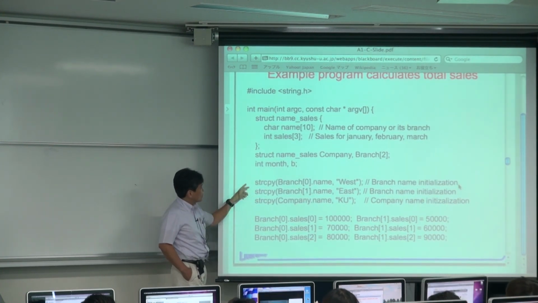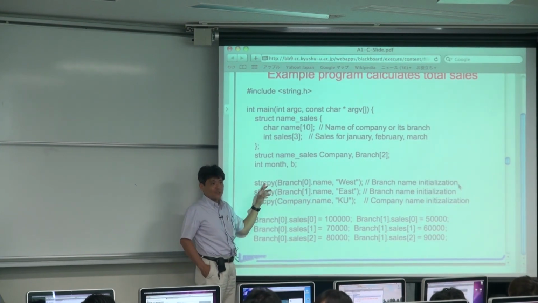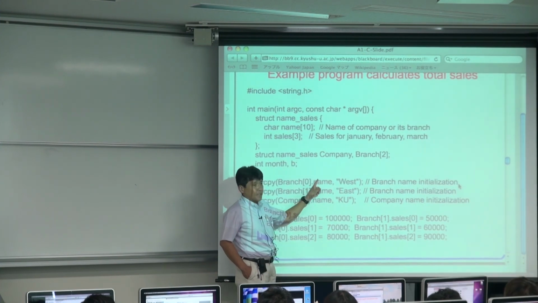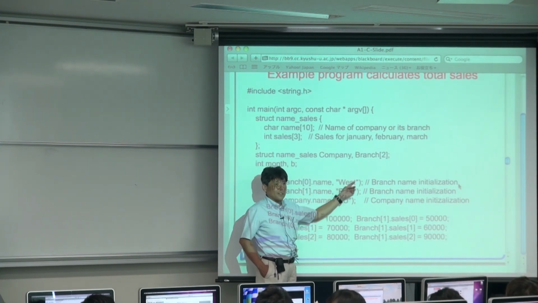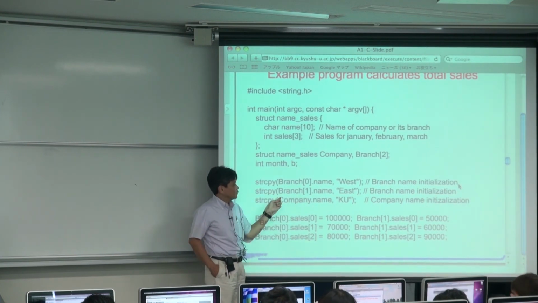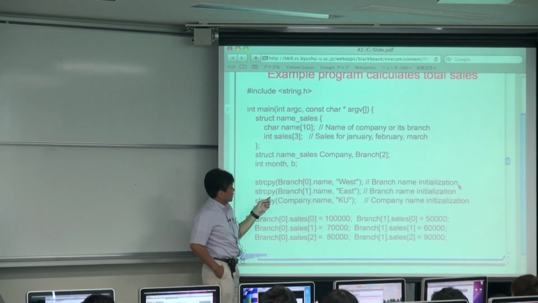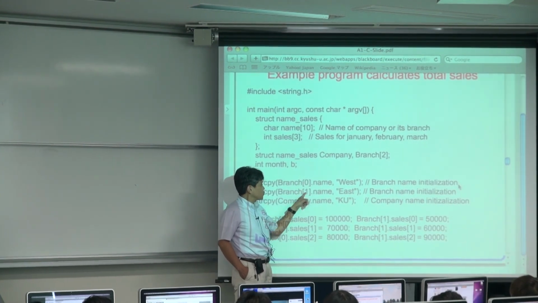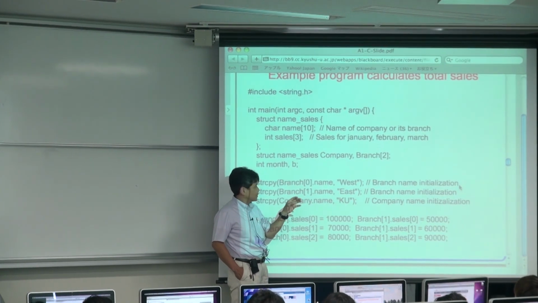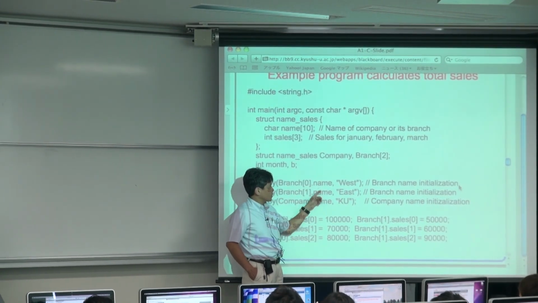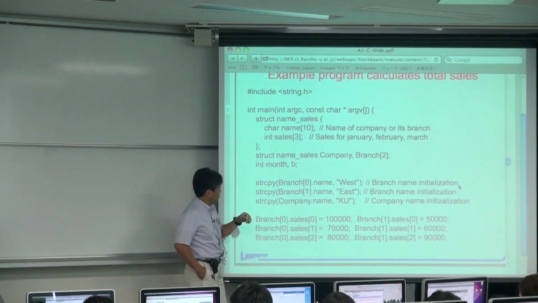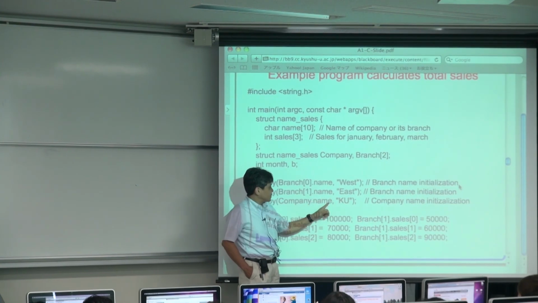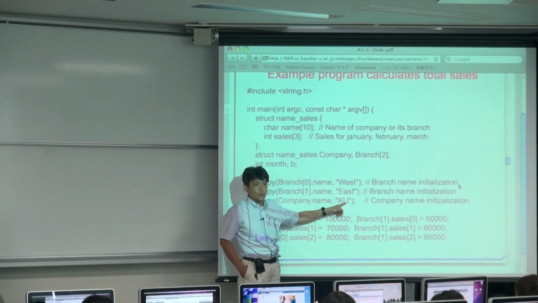So first, using a string copy function, you can specify the name for each branch, West branch and East branch. Branch 0 corresponds to the West branch, and branch 1 corresponds to the East branch. So their names should be West and East. And also using the string copy function, you can define the company name, KU, for example.